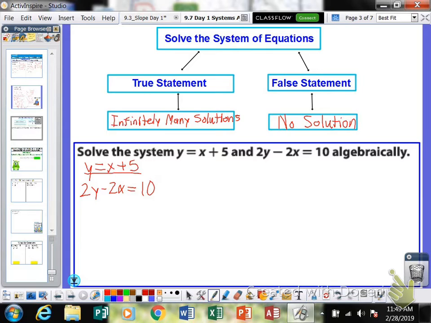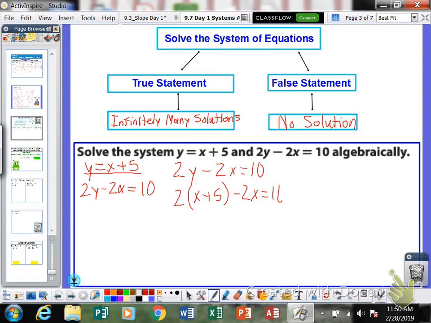So I have 2y minus 2x equals 10. I know what y is, so I'm going to substitute in for y. 2 times x plus 5 minus 2x equals 10. I'm going to distribute. 2x plus 10 minus 2x equals 10.